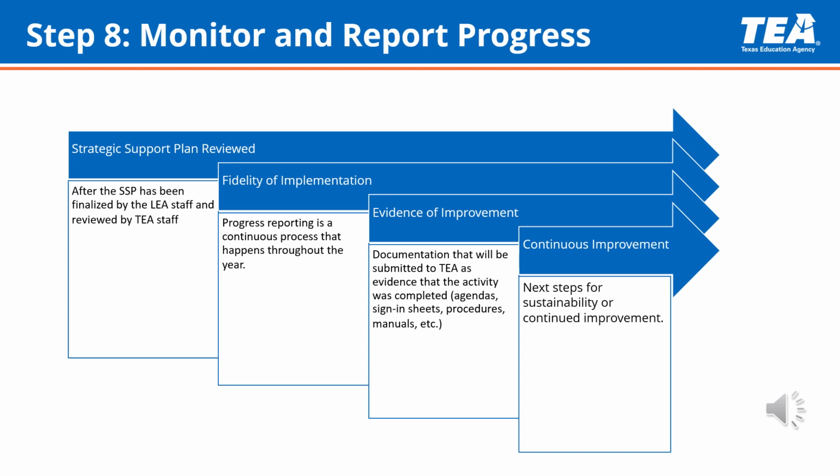Evidence of implementation is the documentation that will be submitted to TEA as evidence that the activity was completed, such as agendas, sign-in sheets, procedures, manuals, etc. Continuous improvement: next steps for sustainability or continued improvement.